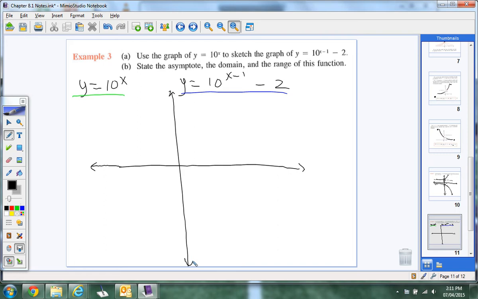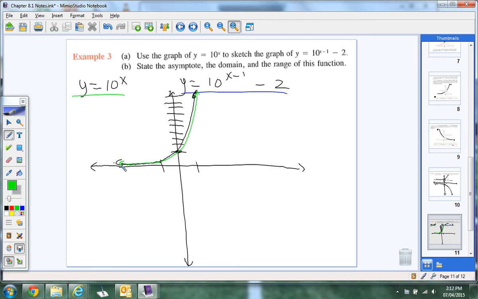So 10 to the x we can do, that's pretty simple. We still know that it goes through here, and it's going to be growing quite quickly. It's pretty steep here, and it's at like 1/10. Okay, so that's what the original looks like. Oh, I'm supposed to do it in green. Okay, so our original. So how does it change?